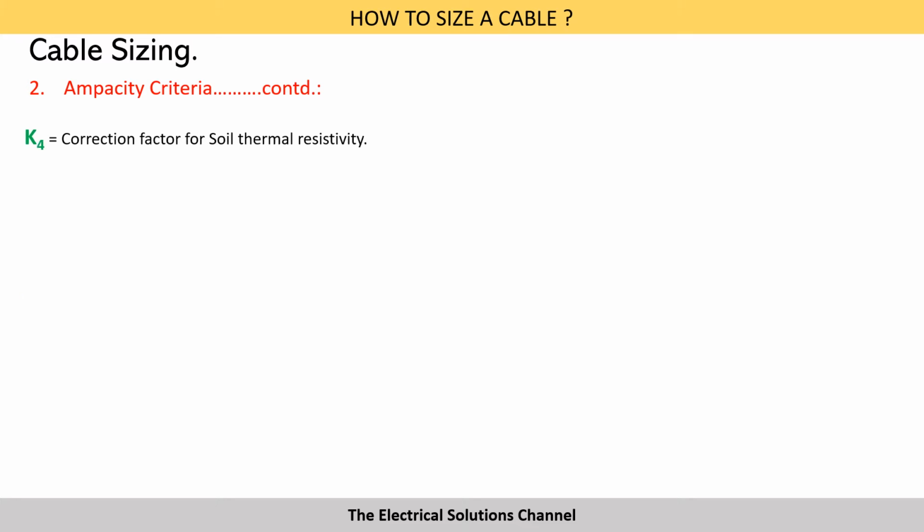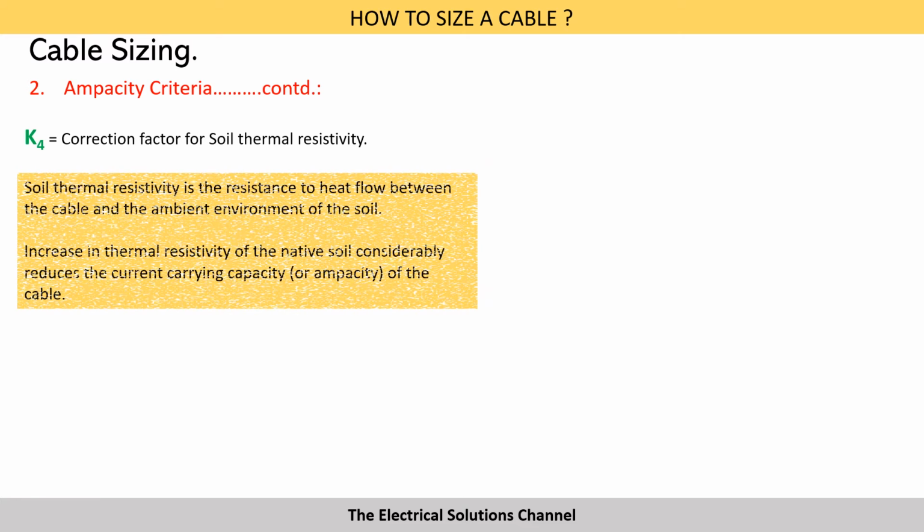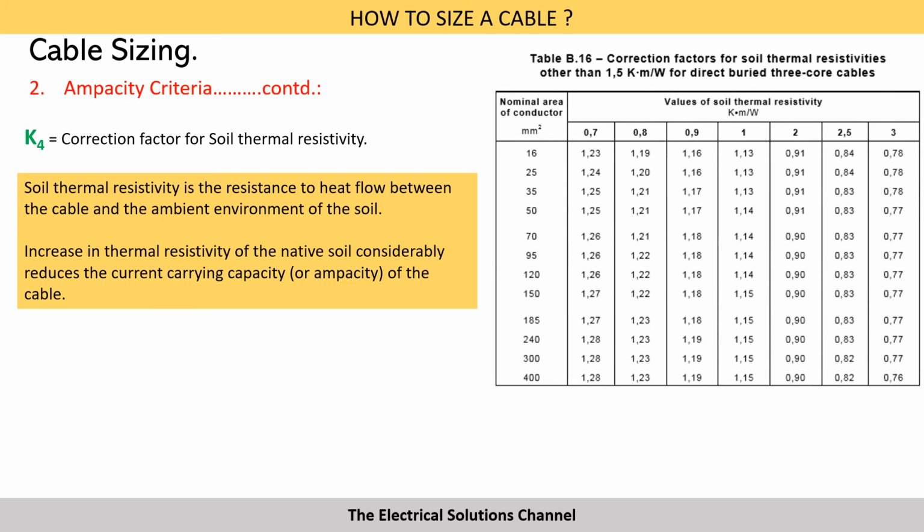K4 is the correction factor for soil thermal resistivity. Soil thermal resistivity is the resistance to the heat flow between the cable and the ambient environment of the soil. Increase in thermal resistivity of the native soil considerably reduces the current carrying capacity of the cable.